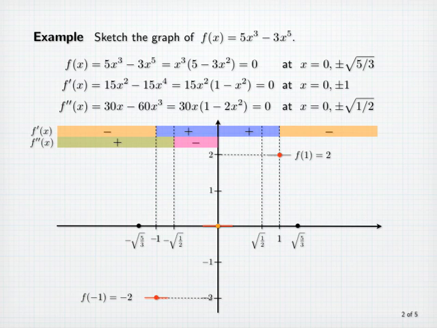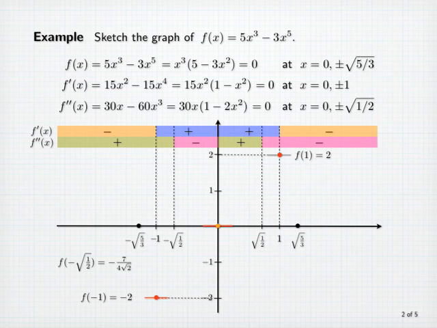Between 0 and the square root of a half, f double prime is positive again, because both factors are positive, and if x is greater than the square root of a half, f double prime is negative, because the factor 1 minus 2x squared has become negative again.